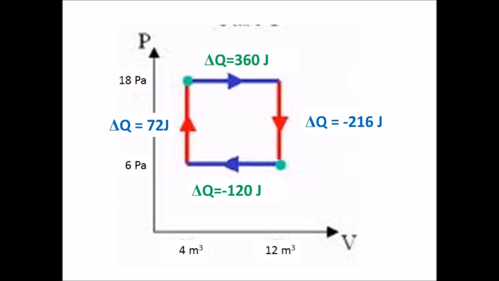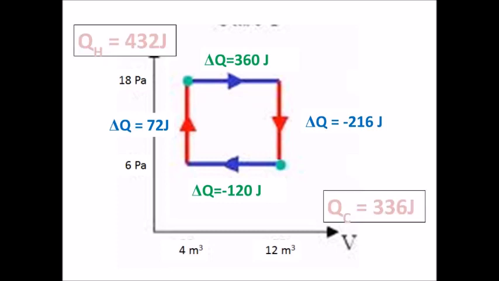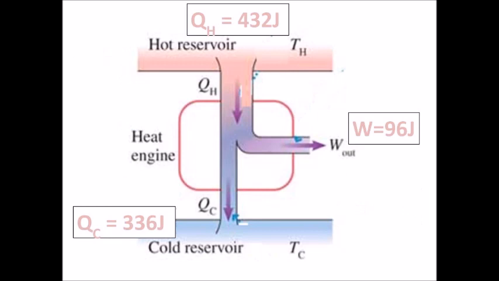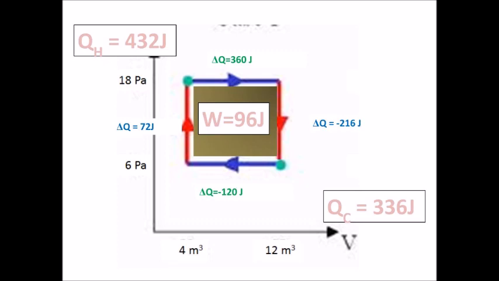Again, it's isovolumeric and isobaric, and it's got delta Q values, and we can add up the heat put in. 360 plus 72 is 432 joules of heat that need to be put in during those 2 stages, and QC, the heat removed, is 336 joules, and this engine does 96 joules of work, and we are happy. We are happy about that 96, and I'll tell you why we're happy. QH is equal to W plus QC, which has to be true. Also, if you look at it, 96 joules is equal to the area of that box.